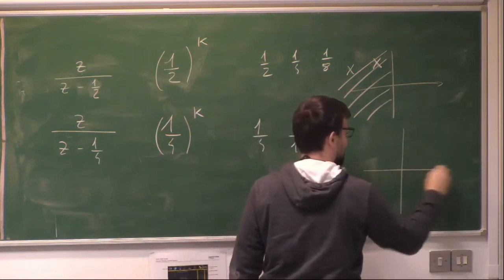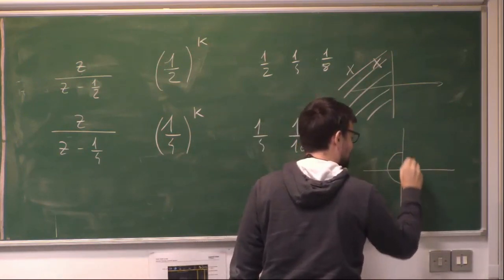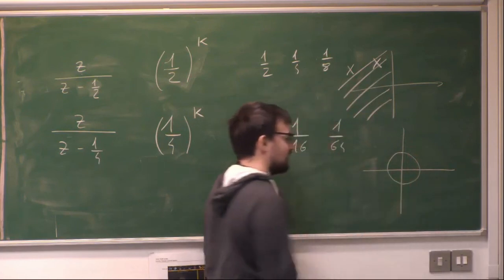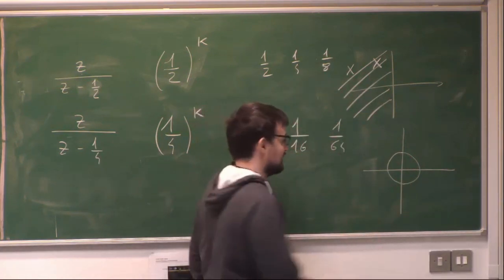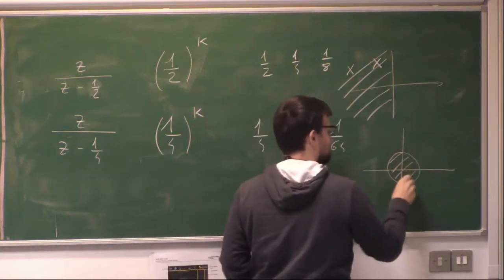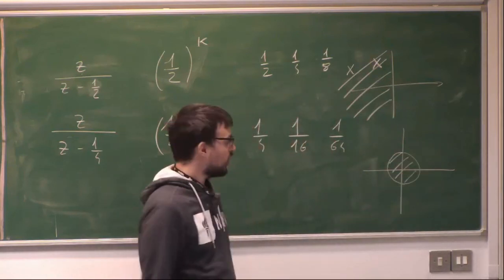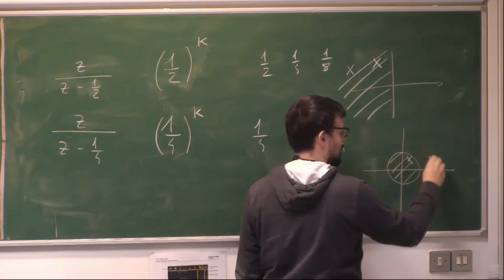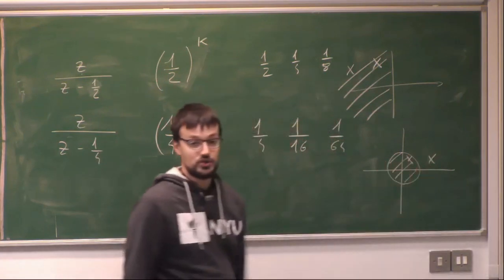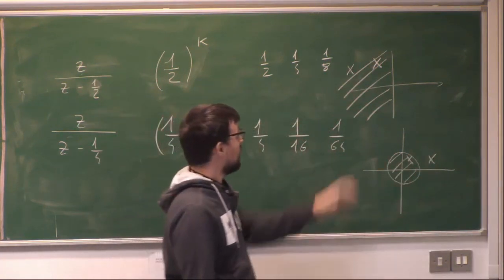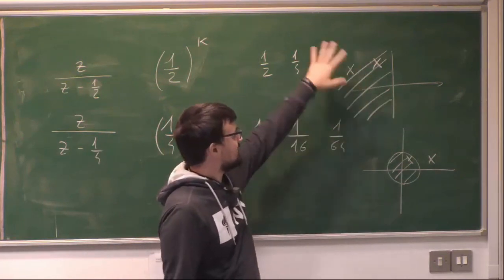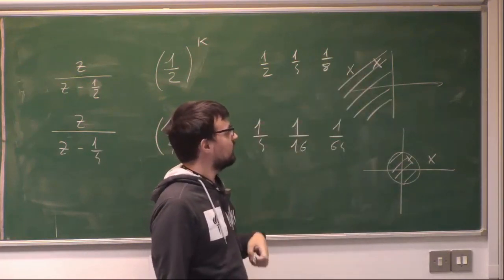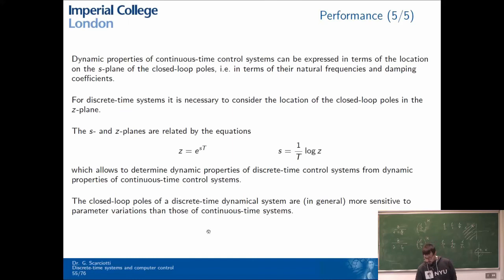In discrete time, instead, we have a tiny circle, a circle of radius 1 that is good, and outside everything is bad. Obviously, this means that if there is an error and instead of having a pole here, we have a pole here, there is a huge difference, okay? So continuous time systems are in general more robust to parameter variations. Okay, and with this we conclude our lecture about performances.